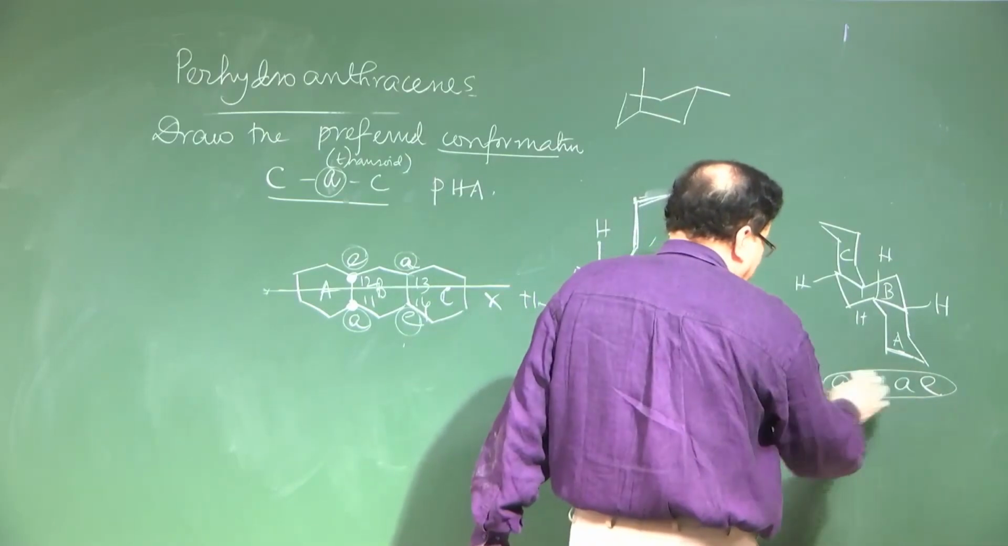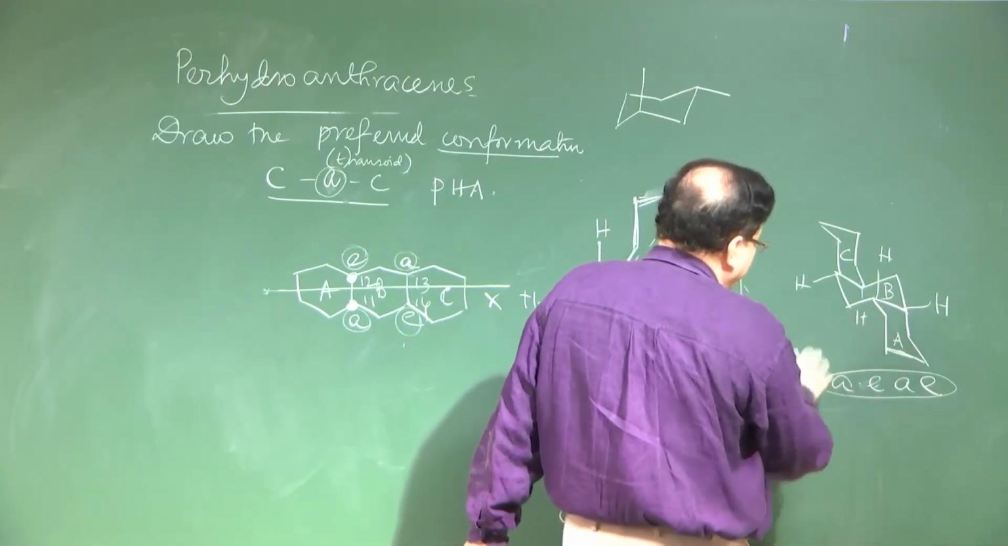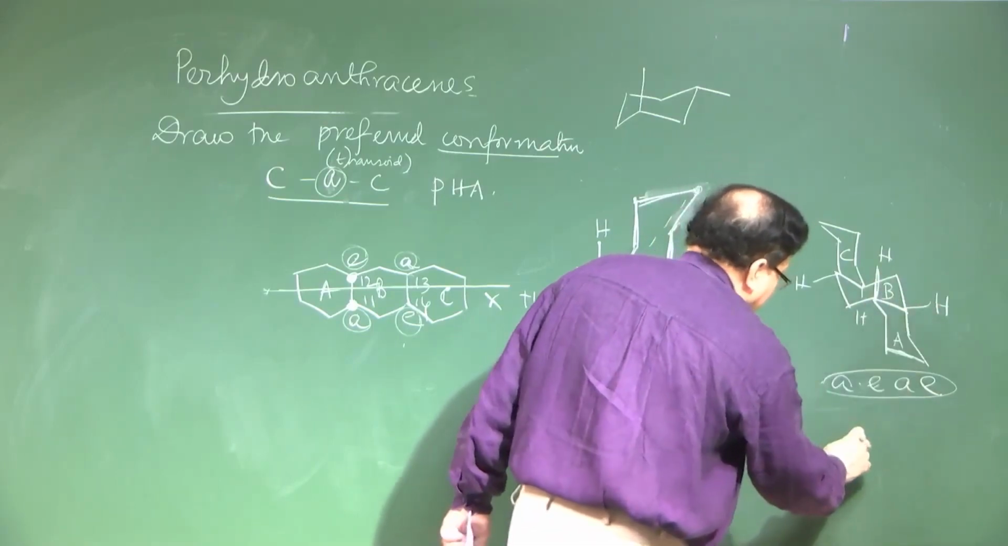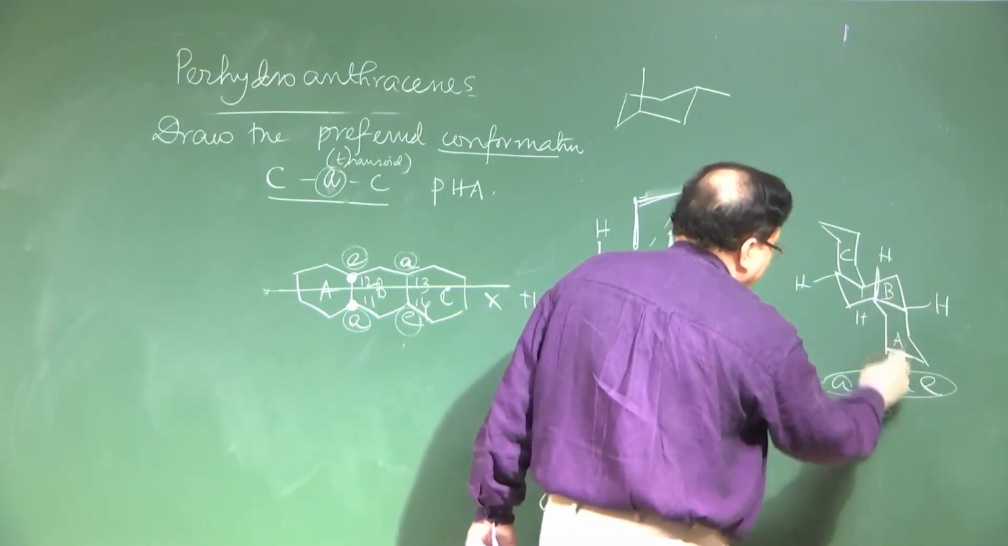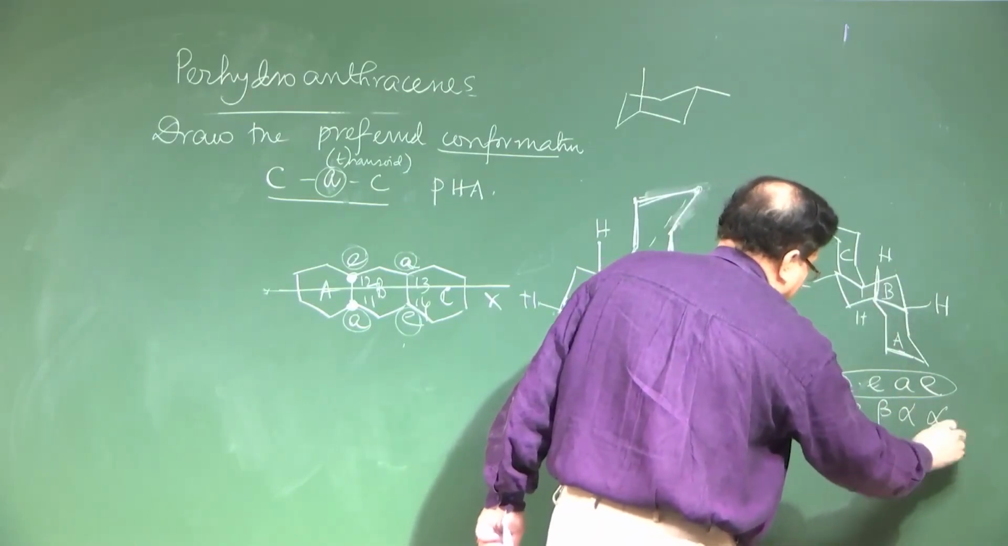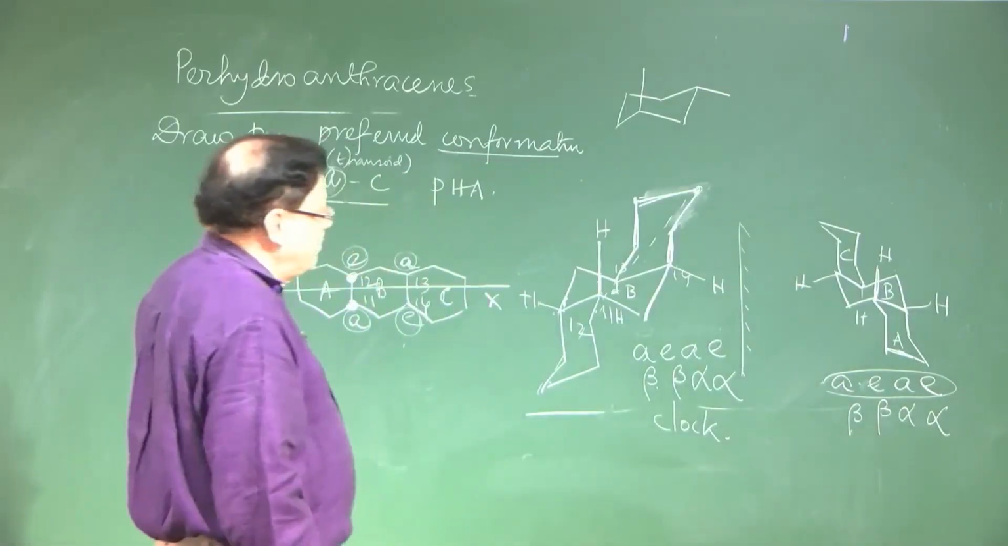Now, this is okay, axial, then you have to find out where your axial is here, axial, equatorial. So, beta, beta, alpha and alpha, beta, beta, alpha, alpha.